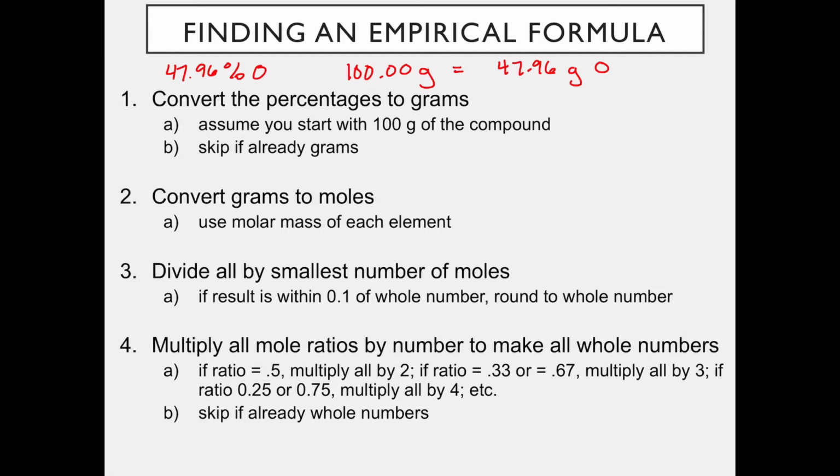And then you're going to multiply all of those to get a whole number if they are not already. Sometimes they'll come out in all whole numbers, which is great, and you won't have to do this step 4. But if they come out to like 2.5 or 1 2/3, you're going to multiply by some number to get them all into whole numbers. Just make sure you are multiplying all of them and not just the one that's not a whole number.